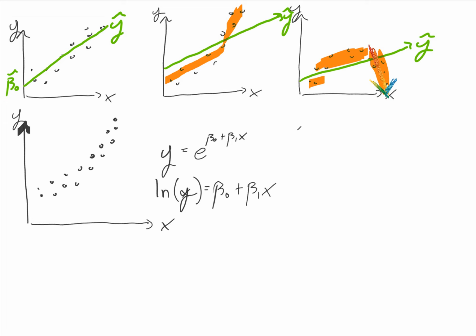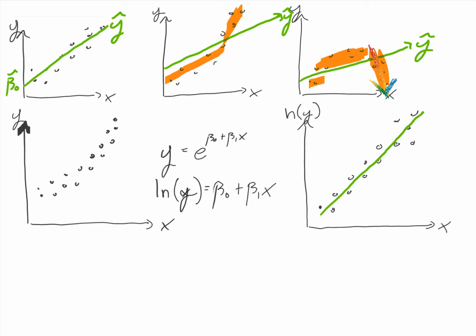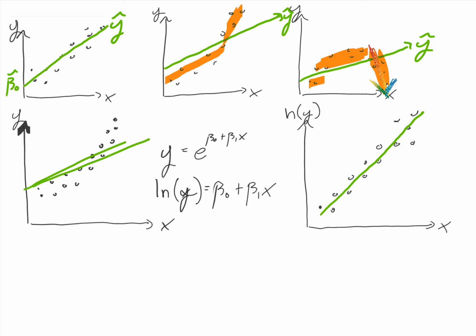And maybe if I drew that new relationship, instead of y, I've got the natural log of y and x, and maybe now it looks a little bit more linear. So obviously here our model is going to give us a much better prediction than it would if we tried to produce that same regression but without transforming the y.